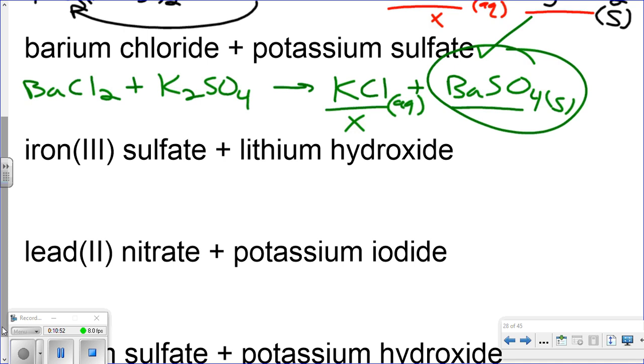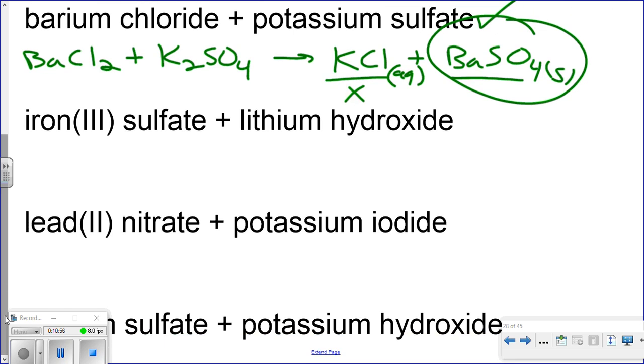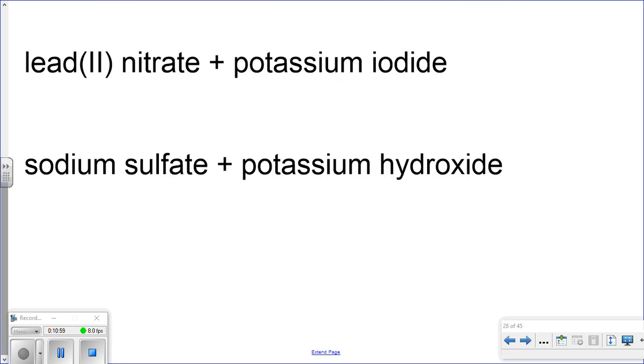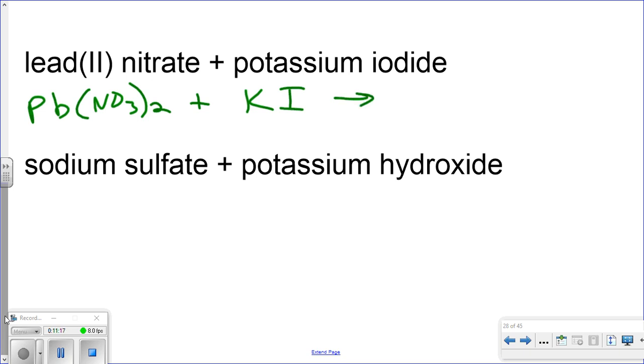Iron 3 sulfate and lithium hydroxide. I'm going to jump ahead to this one down here, lead 2 nitrate and potassium iodide. This one's interesting. Lead 2 nitrate looks like that, and potassium iodide looks like this. Okay, so is this one a precipitation reaction? Well, let's switch the places. We have KNO3, and again, you can write the products in any order you want.